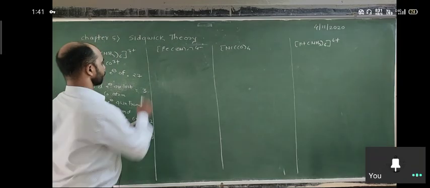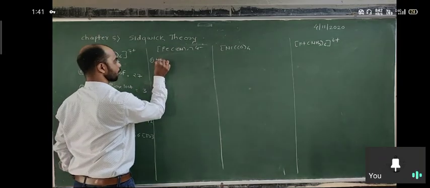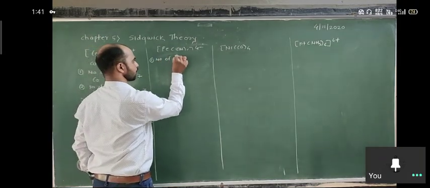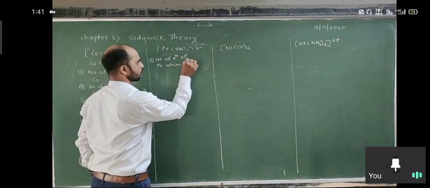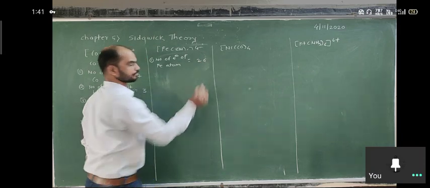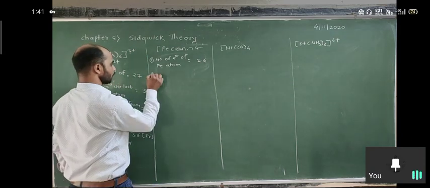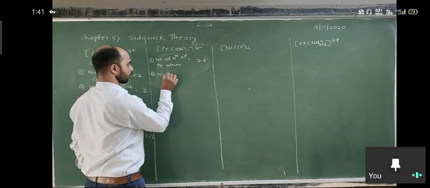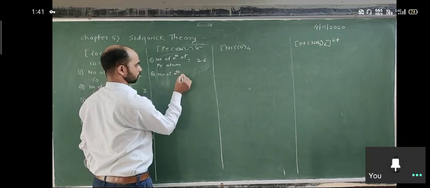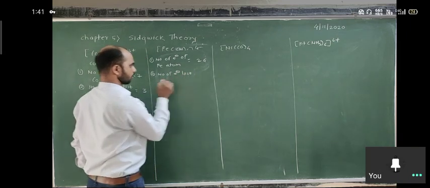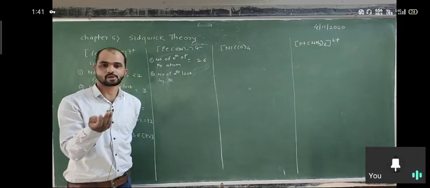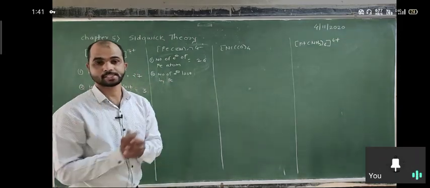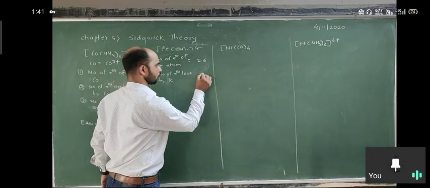So what is the first point? Number of electrons of the Fe atom. How many are there? The atomic number of Fe is 26. Okay, the second point is the number of electrons lost by Fe. How many electrons lost? 2 electrons lost, because the oxidation state is +2. So 2 electrons are lost.